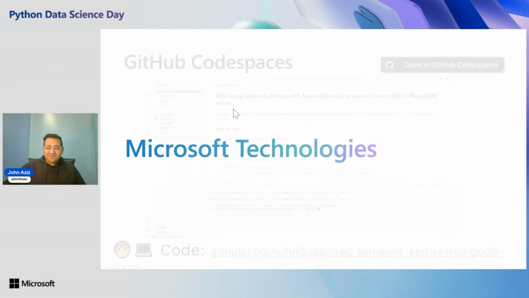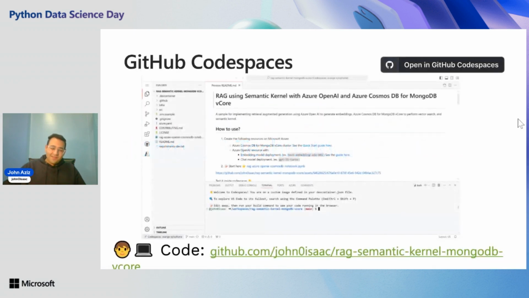So what are the Microsoft technologies we are going to use today? The first one is Codespaces. Codespaces will provide us with a playground where we can test stuff out without having to install anything locally. And let me send you the URL.